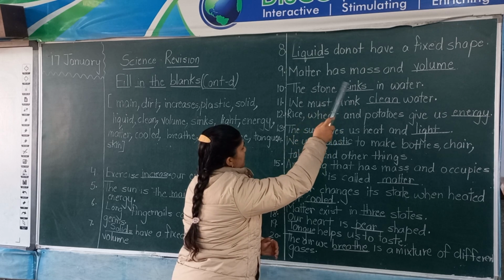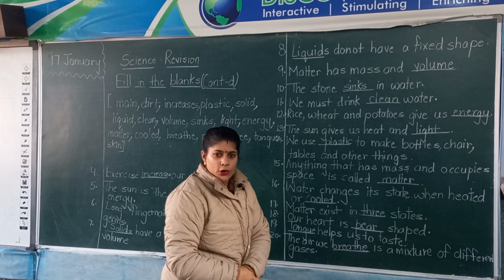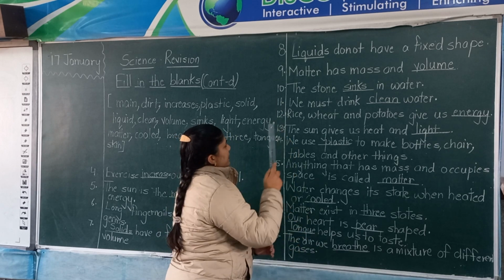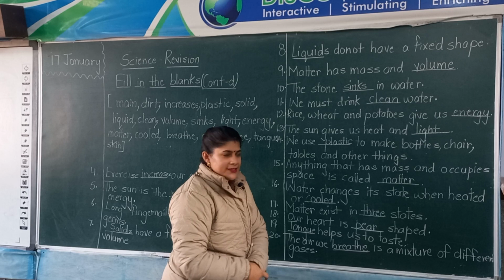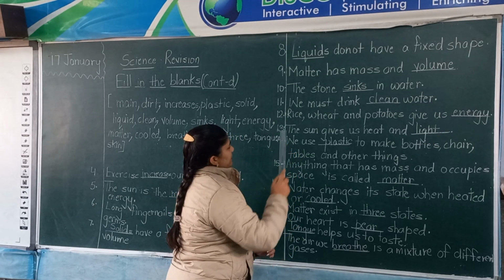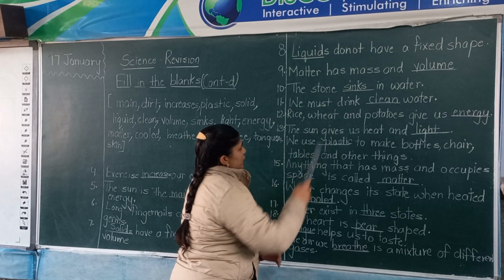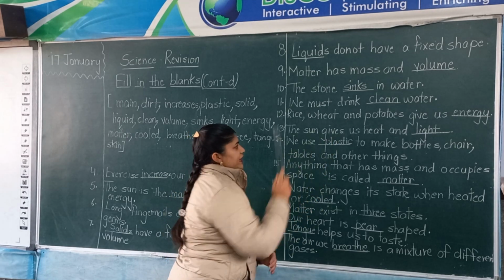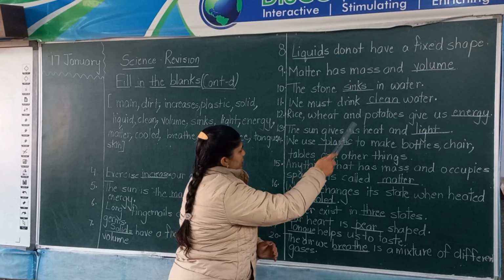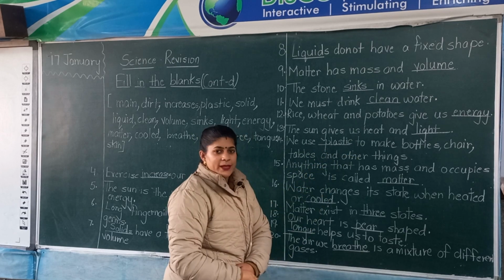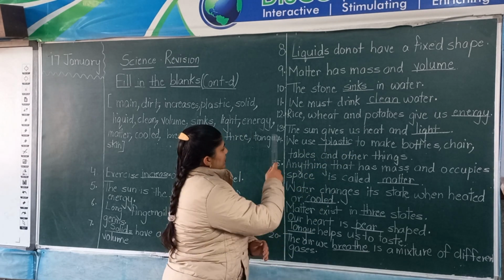9. Matter has mass and dash. Answer will be volume. 10. The stone dash in water. Answer will be sinks. 11. We must drink dash water. Answer will be clean. 12. Rice, wheat and potatoes give us dash. Answer will be energy.